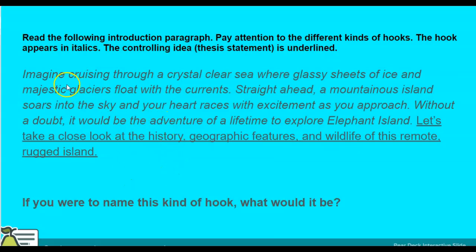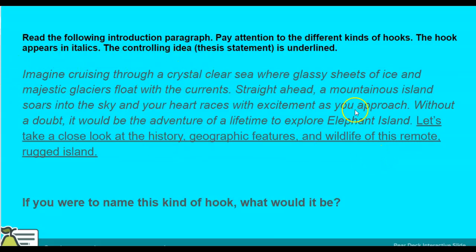This is, in fact, a descriptive segment. They're painting a picture of what it looks like with crystal clear sea, glassy sheets of ice, majestic glaciers, a mountainous island. It gives you a picture in your head as the reader of what Elephant Island is going to look like. The controlling idea, still the same. We're going to talk about the history, that's main idea 1, the geographic features, that's main idea 2, and the wildlife of the remote island, that's main idea 3.